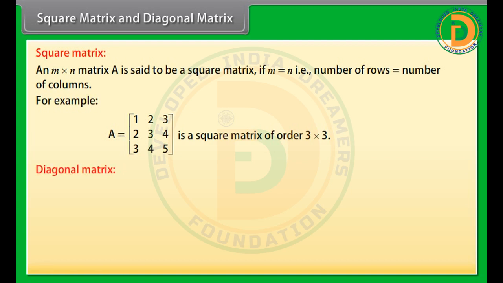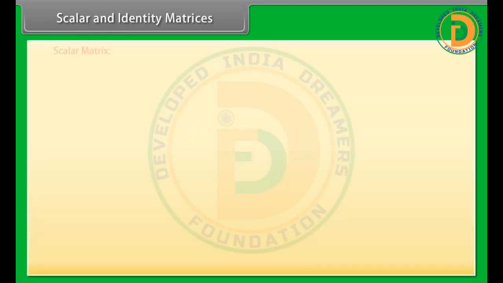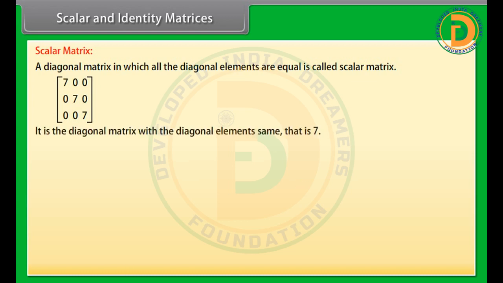Diagonal matrix. In a diagonal matrix, all the elements above and below the diagonal are zeros. For example, B is a diagonal matrix. Scalar and identity matrices. Scalar matrix. A diagonal matrix in which all the diagonal elements are equal is called scalar matrix. Look at this matrix. It is the diagonal matrix with the diagonal elements the same, that is 7. Therefore, it is a scalar matrix.